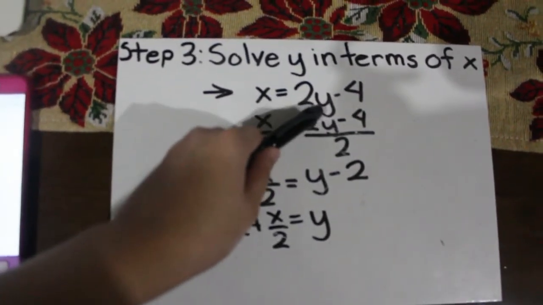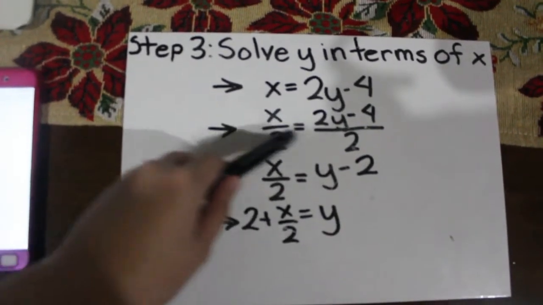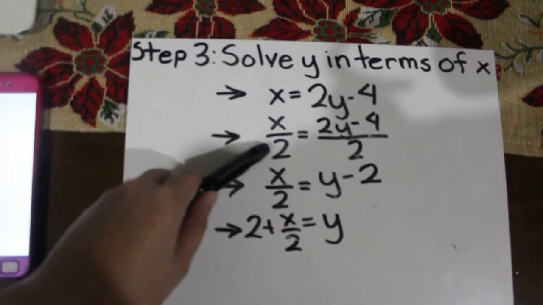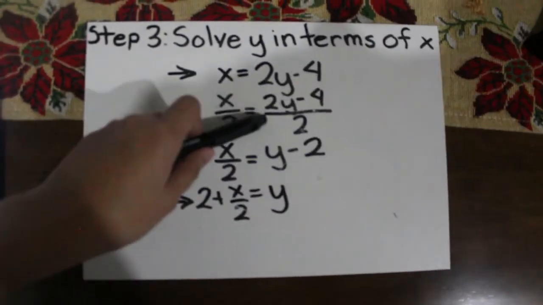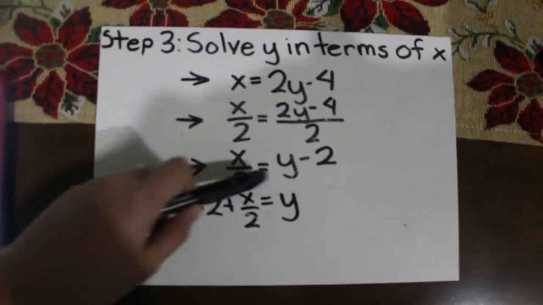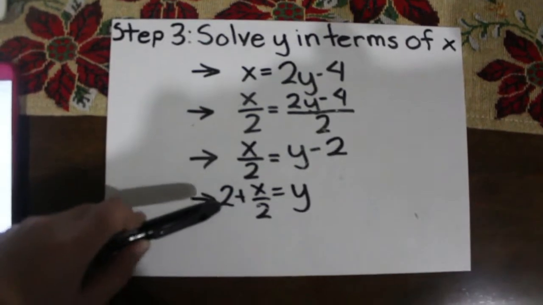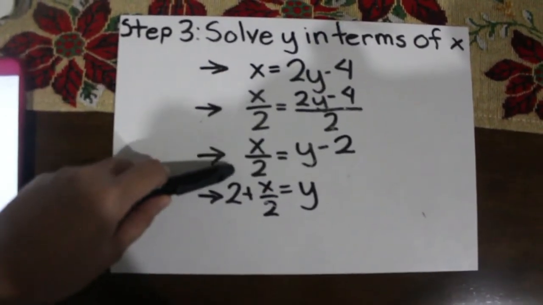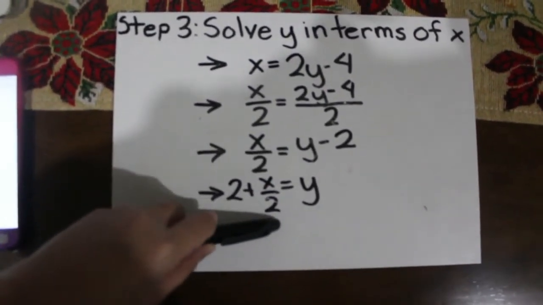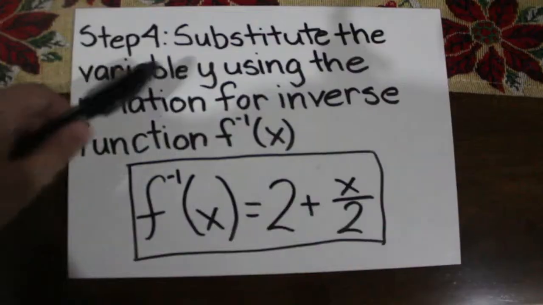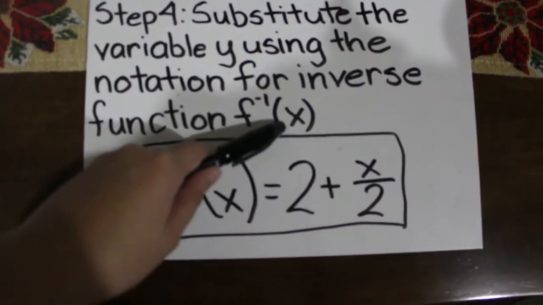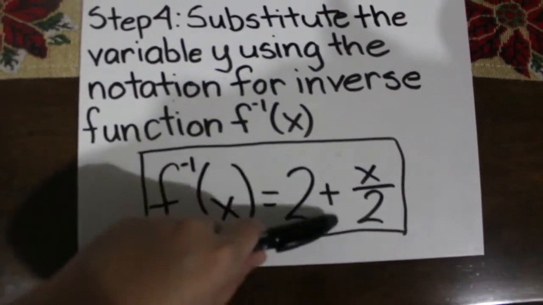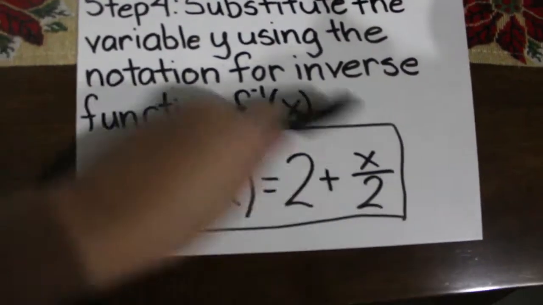So it will be x equals 2y minus 4. Divide both sides by 2, so it will be x over 2 equals 2y minus 4 over 2. The 2 will be cancelled, so it will be x over 2 equals y minus 2. Transpose 2 to the other side, so the final answer is 2 plus x over 2 equals y. Step 4. Substitute the variable y using the notation for inverse function. And the inverse function is 2 plus x over 2.